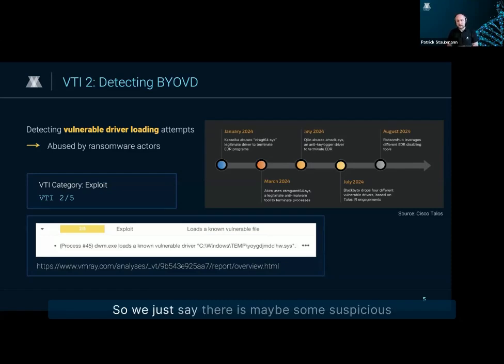So we just say there are maybe some suspicious things going on because the application loads this driver, but if there's nothing else, it still could be fine, even though you shouldn't do that. But if there's anything beyond that, then of course we are going to increase our score to flag the analysis as malicious to provide proper protection for that.